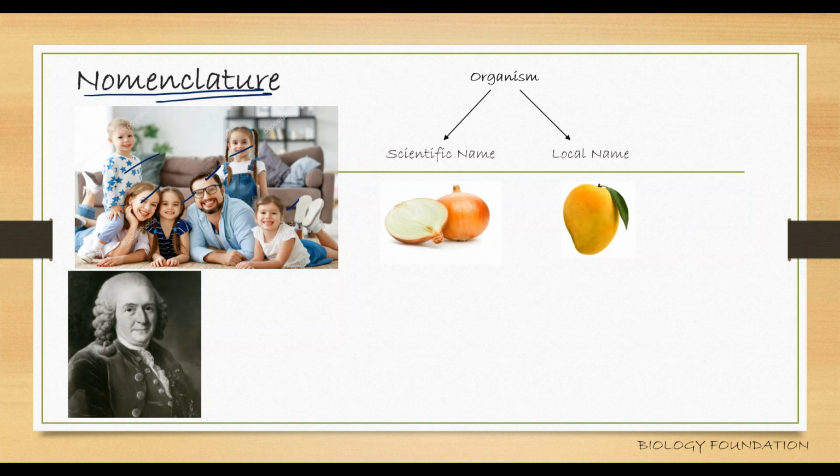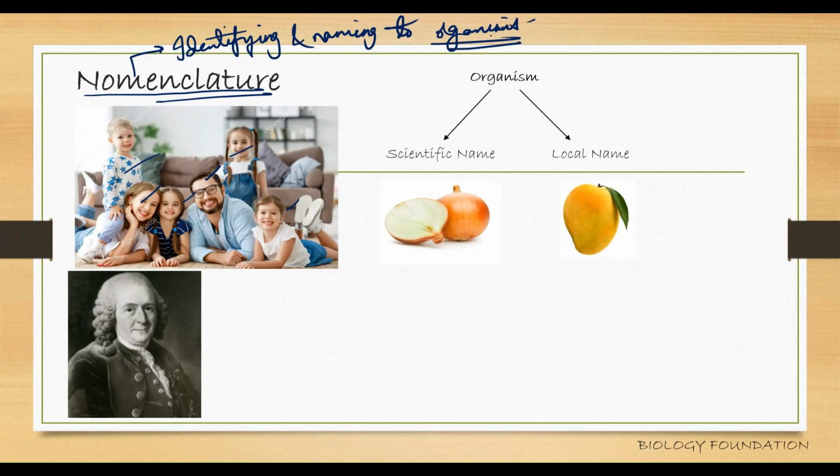So when I say nomenclature, it means identifying organisms and naming the organisms. Giving names to organisms, we call it nomenclature. When you give a name to living organisms, it's called nomenclature.